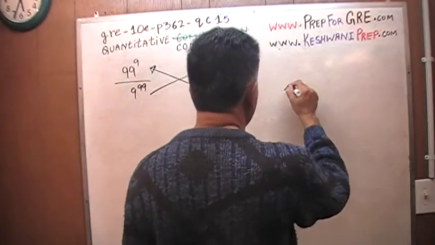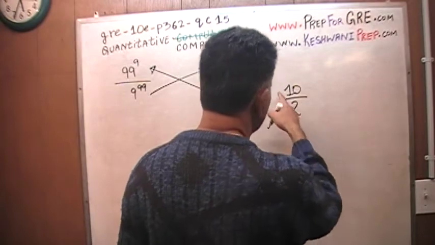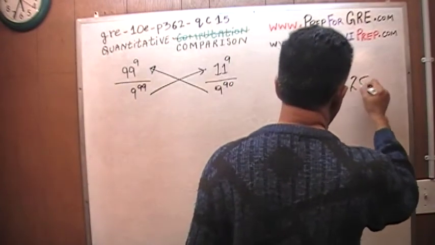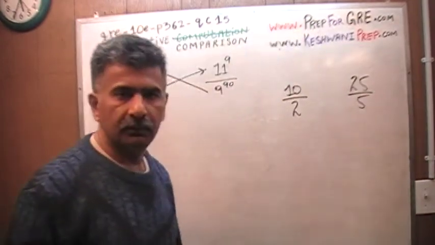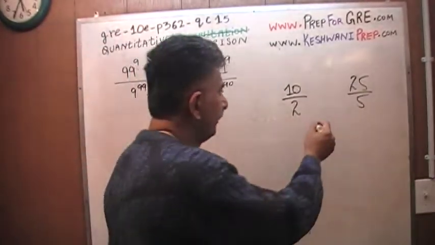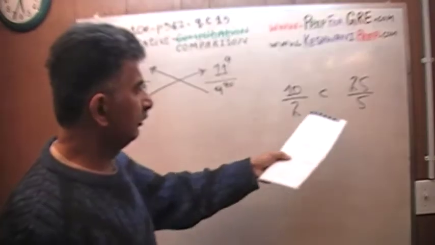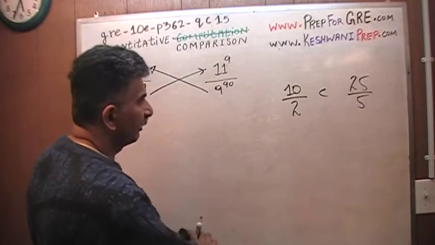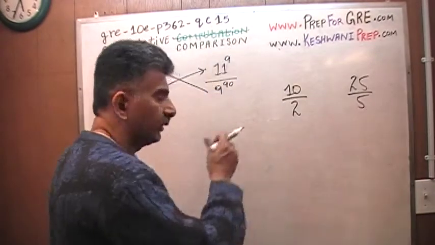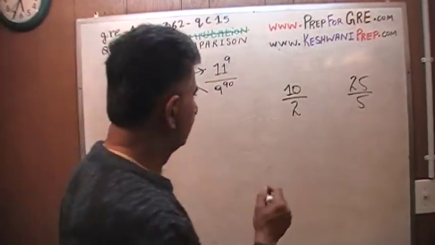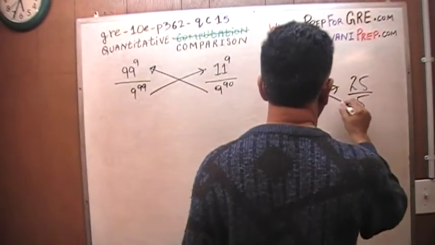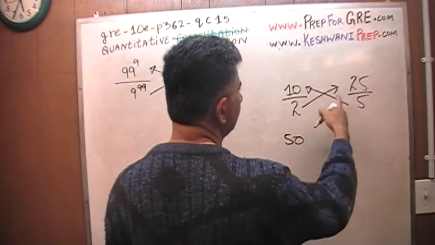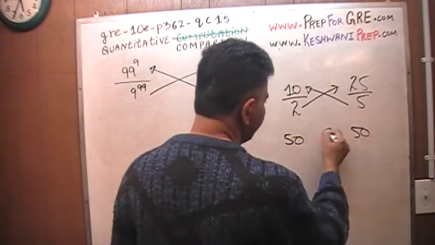Say, for example, would you agree that 10 over 2 is equal to 25 over 5? Of course we would agree to it. The answer in this case would be C. 10 over 2 should equal 25 over 5. 25 over 5 is 5, and so is 10 over 2. Watch what happens when we cross multiply. When we cross multiply, the answer is not going to change. So now we get 5 times 10, which is 50, and 2 times 25, which is 50. The answer is still C.